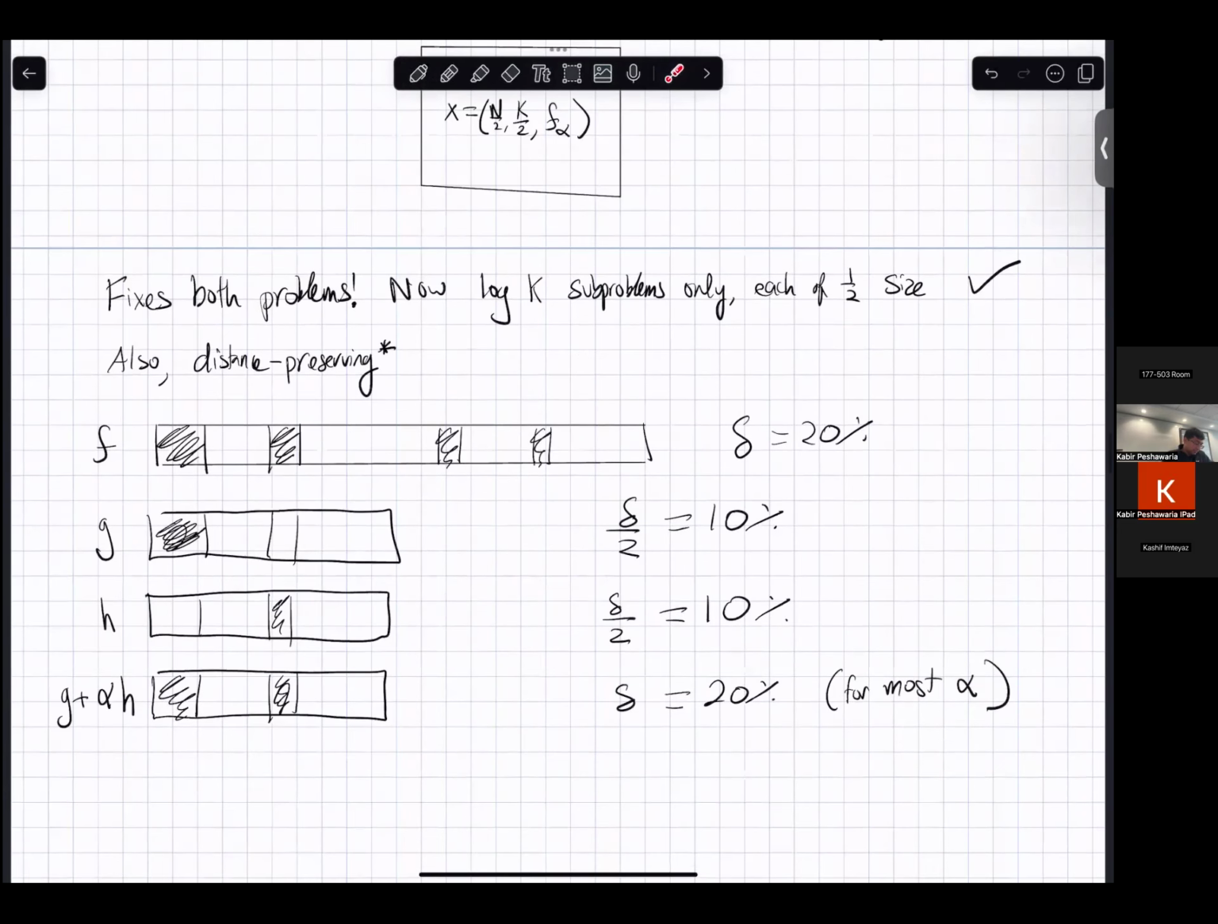Intuitively, if F had errors in all these places, maybe we did the thing earlier where we were adversarial so that G only had errors here and not here, and H only had errors here and not here, despite coming from two error locations. The error was annihilated. When we take a random linear combination of G and H, or I guess an affine combination, for most of these alphas that we choose, the error should appear in both places.